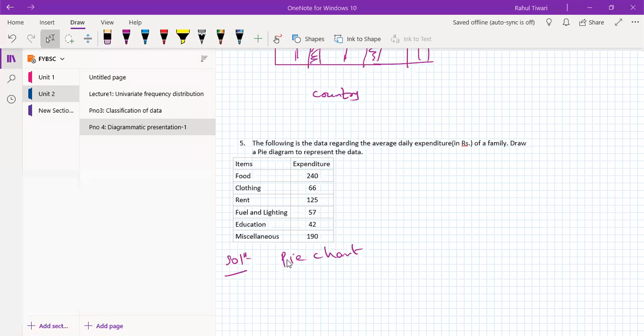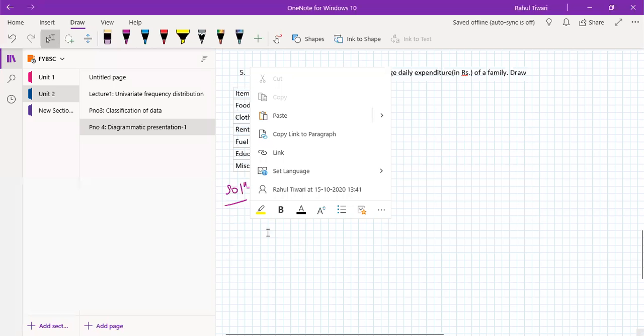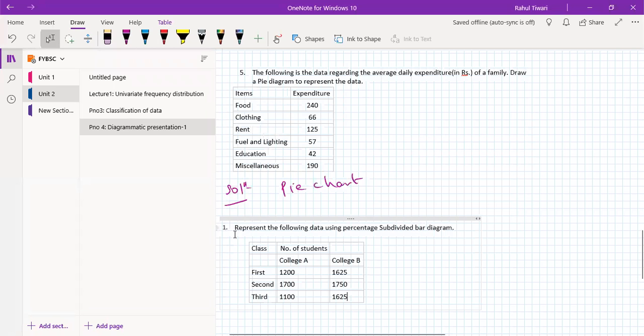And next one we have, see the next one. Let me know what is next one. I think next one is also given.